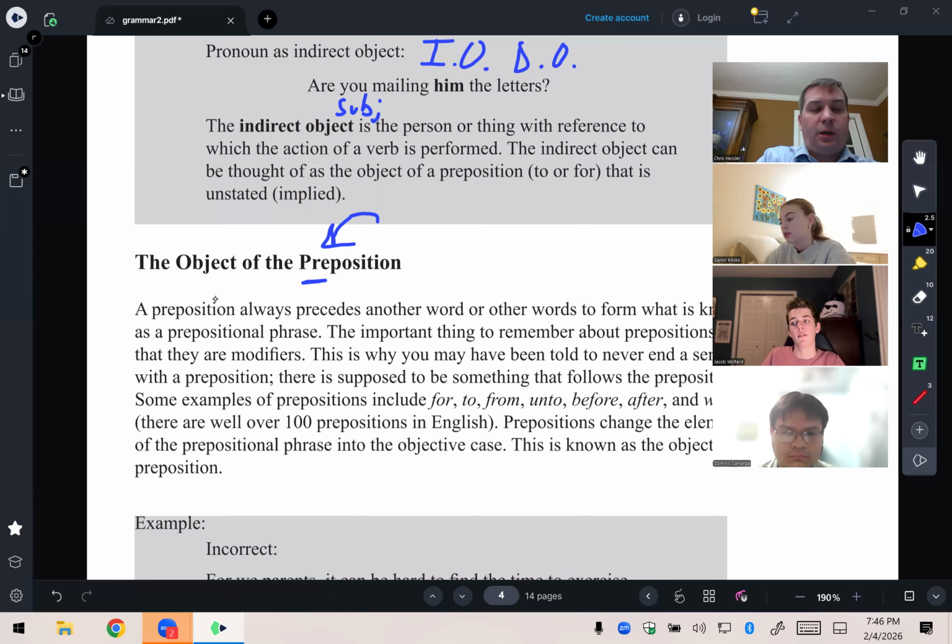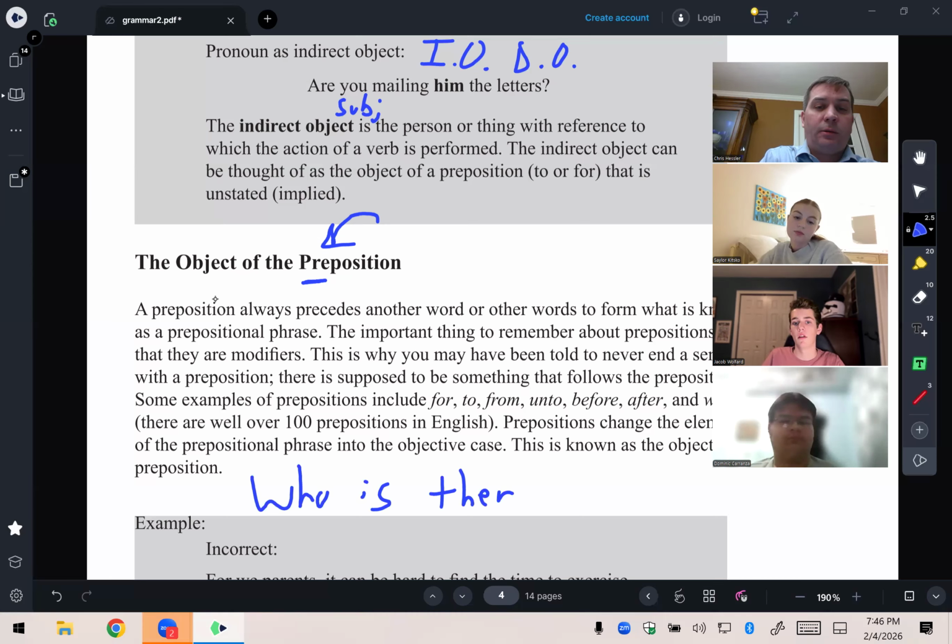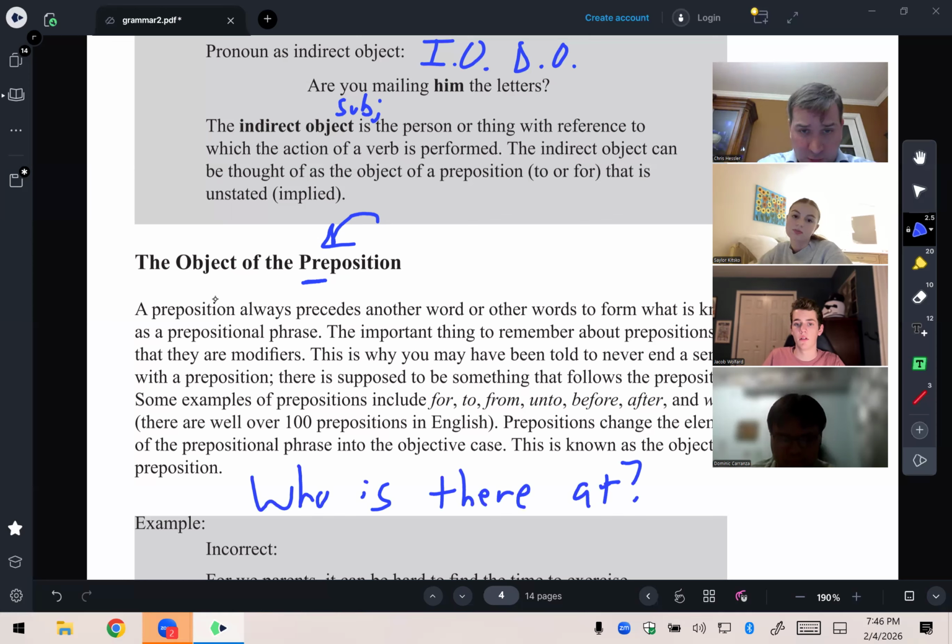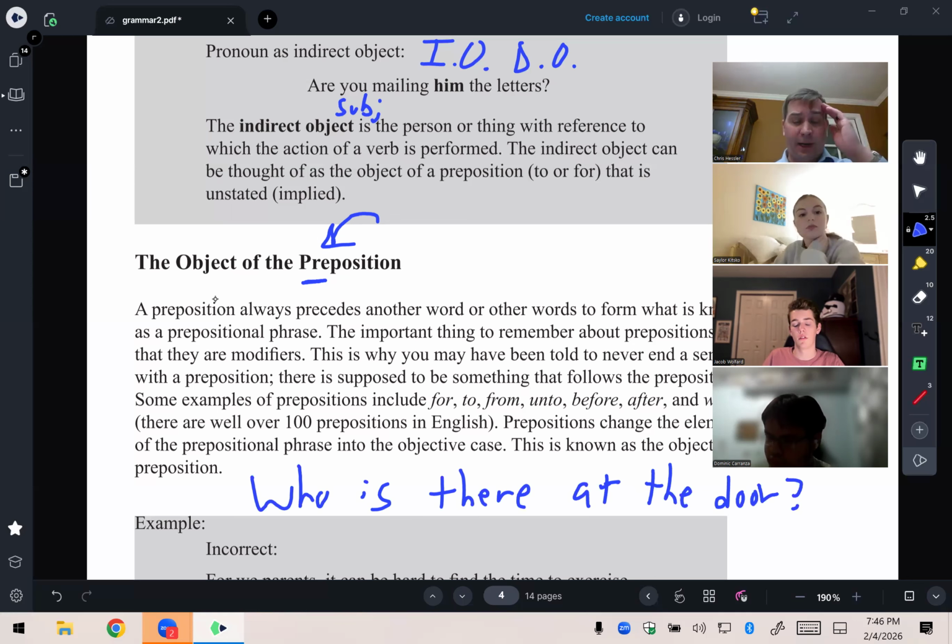Let me see here. All right, here's another question. Who is there at? Question mark. It sounds nuts, right? Because how crazy is it if I just stop without the rest of my prepositional phrase? Who is there at the door? So I took a preposition, at, I added some words to it, I made a prepositional phrase, at the door, and that's what we use prepositions for. So they say don't end sentences on prepositions.